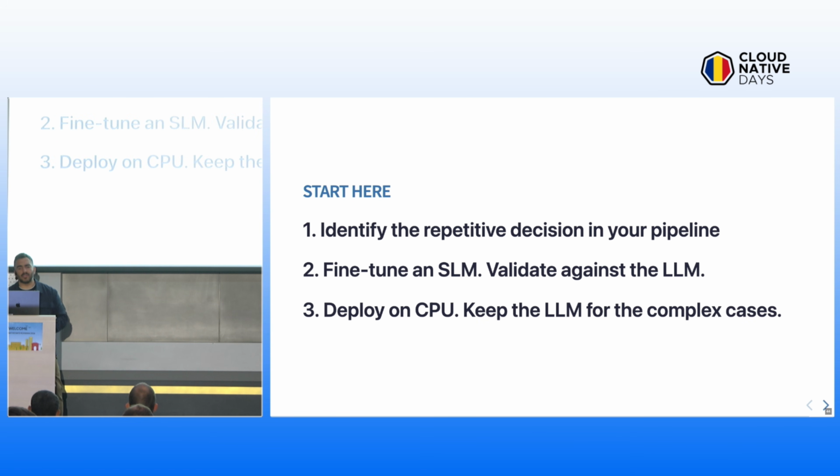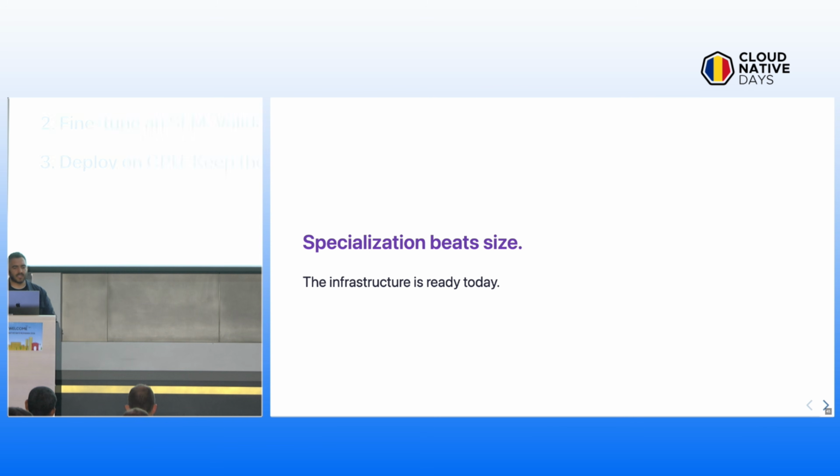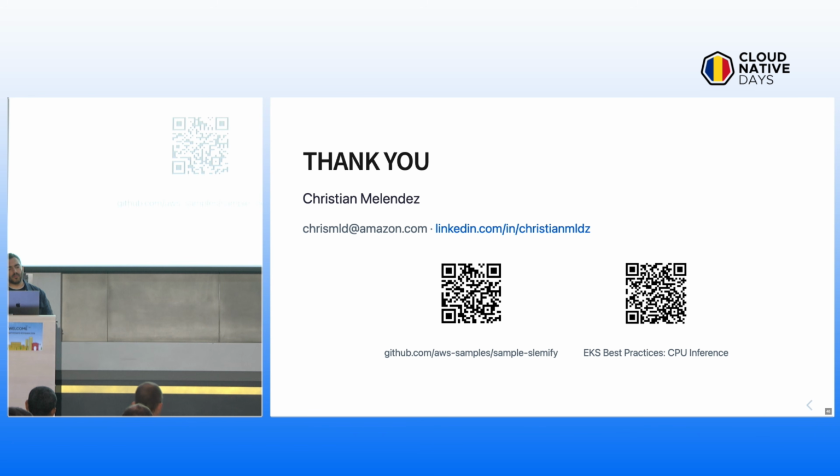My call to action for you is to identify the repetitive decisions in your pipeline and fine-tune an SLM. Feel free to use the project that I shared before. It's an architecture reference. You don't have to use it, but you can get started and see if it makes sense or not. Deploy on CPU, and keep the LLM for the complex cases, right? So specialization, right sizes, the infrastructure is ready. What are you going to build now?